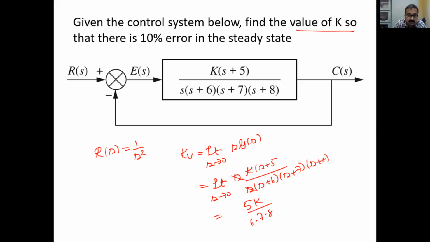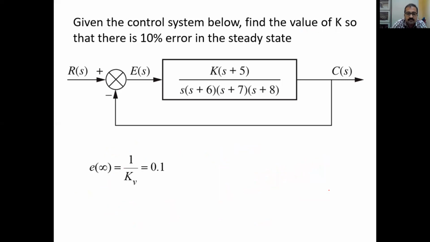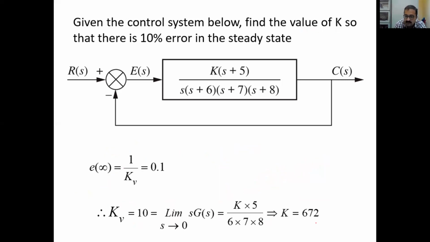There is 10% error. That means what? Steady state error must be 0.1. So what is steady state error in terms of Kv? 1 divided by Kv. Okay. So ESS is nothing but 1 divided by Kv, which means 0.1 must be equal to 6 into 7 into 8 divided by 5K. Or from this, your K will be equal to what? K will be equal to 672. Okay. Your K has to be 672 so that steady state error is 10% in this case.